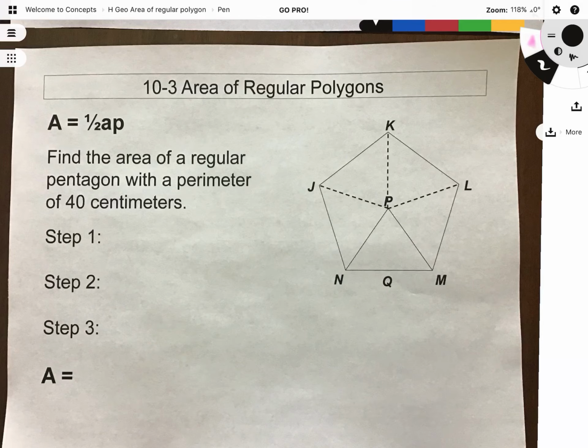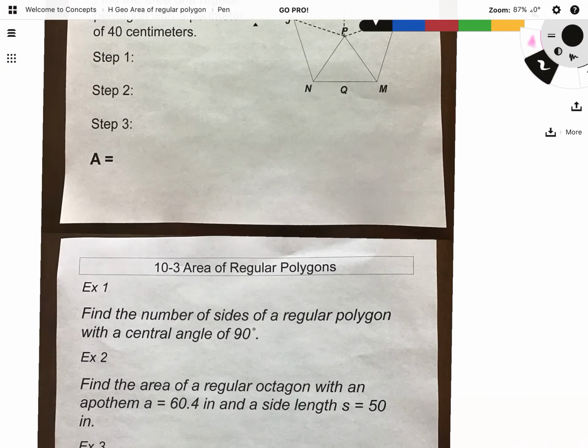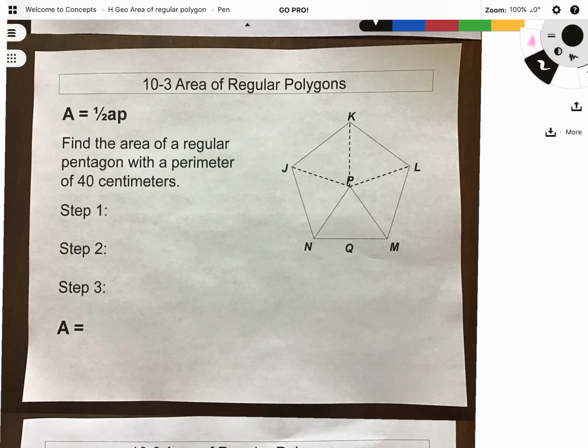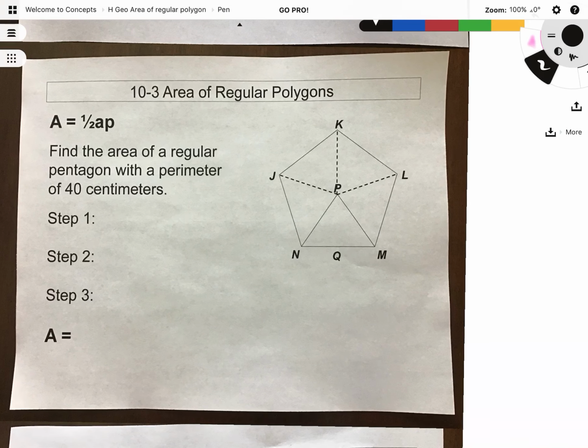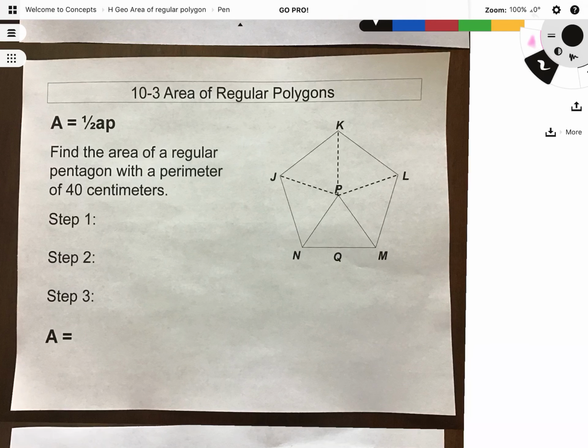Did I skip? Hold on one sec. Let me just make sure. I forgot to include a slide. The slide you're looking at right now is Theorem 10.6, and that just summarizes everything we just said: A is equal to 1/2 n times 1/2 a s, and then we substitute that in to get 1/2 a times P. Sorry for the confusion.